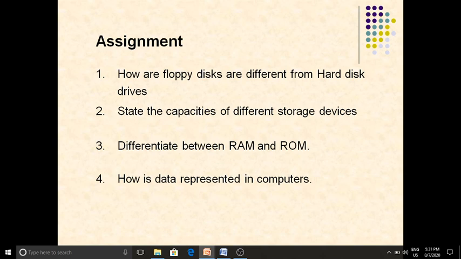Third question, differentiate between RAM and ROM. You have to do this as homework. Okay, students. Fourth question, how is data represented in computers? So do these assignments at home, and we'll be discussing them in the next class.